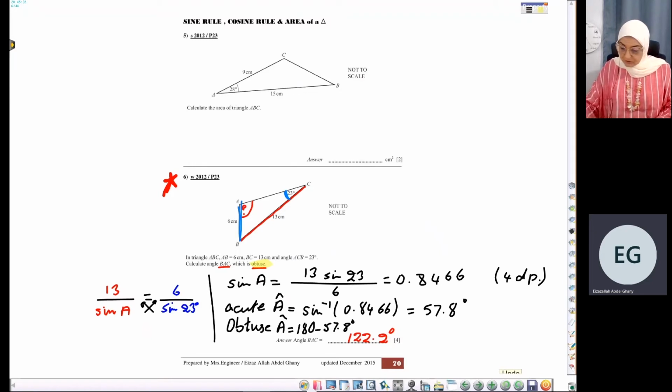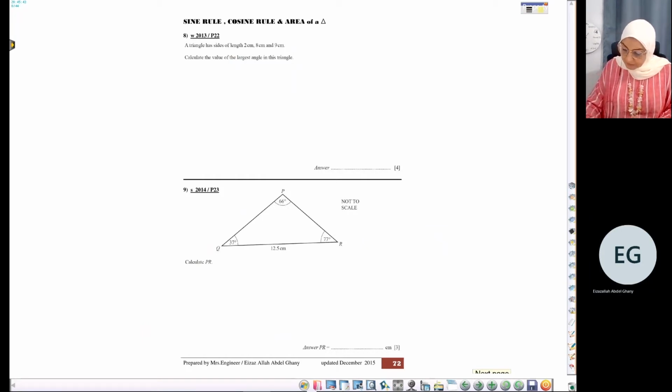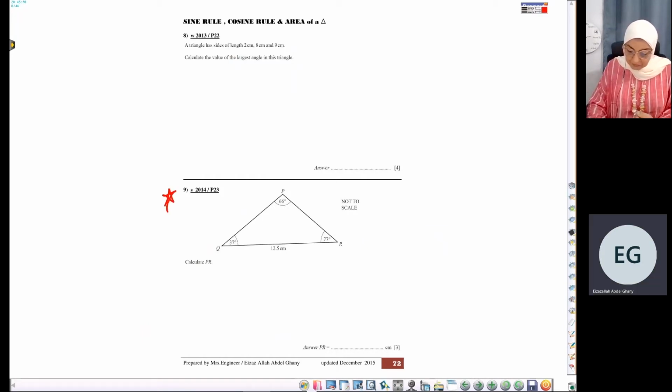We have another question of how to find a side length using the sine rule. This one, question number 9. He didn't describe anything, but all information is shown clearly. You have 3 angles given, and you have only one side length. And he needs the side. If it is 2 letters, then it's a side, of course. He needs the side PR.